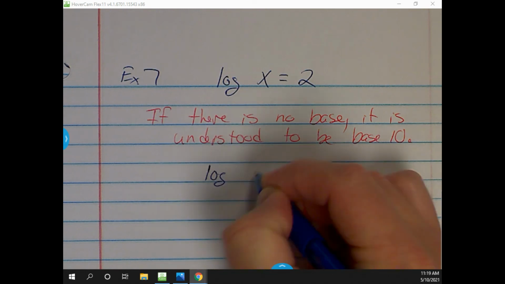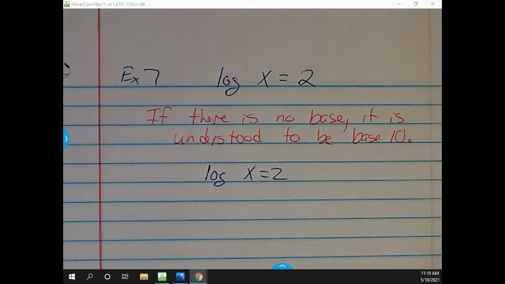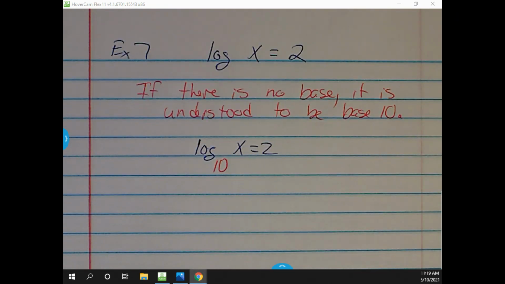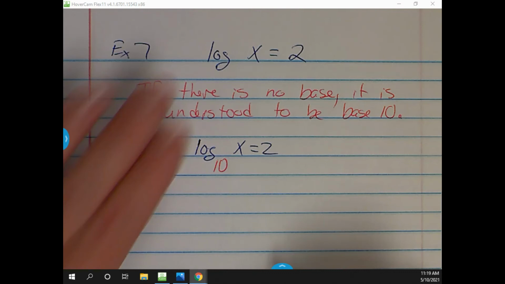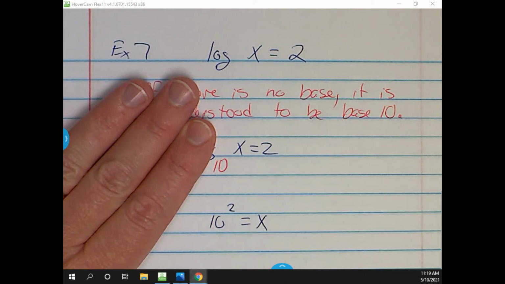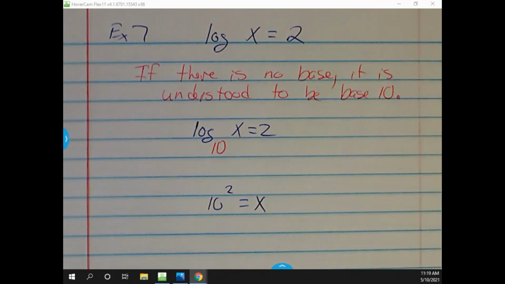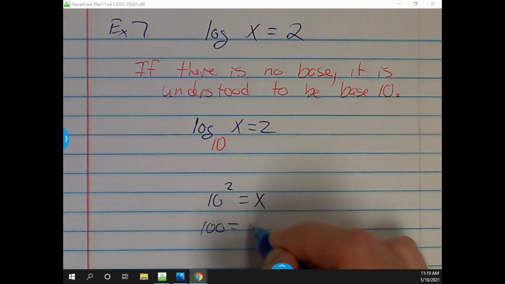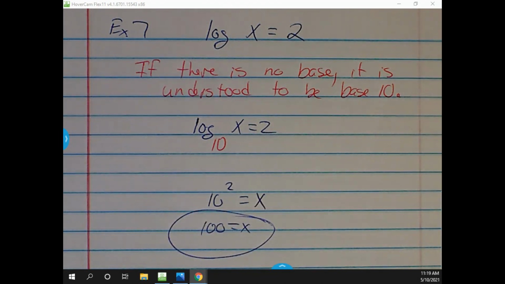So we'll make log X equals 2. Just go back and put a 10 right here. And then if they tell you to evaluate it or solve it, you're going to rewrite it without the log. So we're going to make it 10 to the second power equals X. In that case, it's really easy because 10 squared is just 100. So then X equals 100.